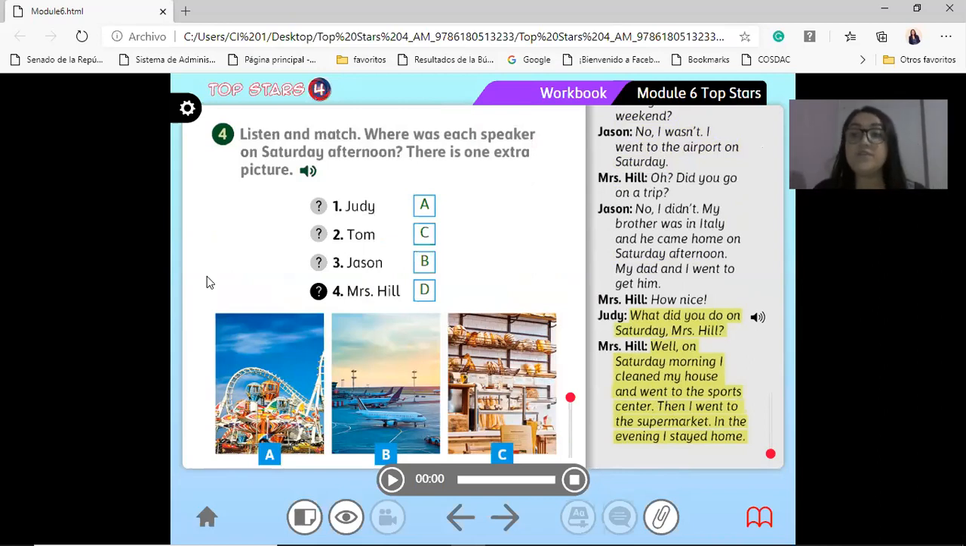Don't forget to write your names on the top of your worksheets, okay? Escriban su nombre en la parte de arriba de su libro.